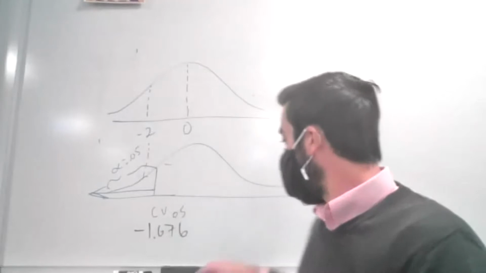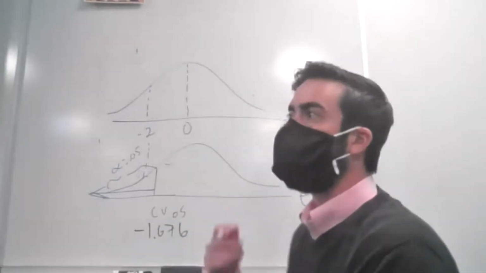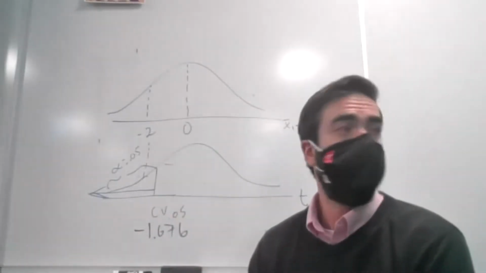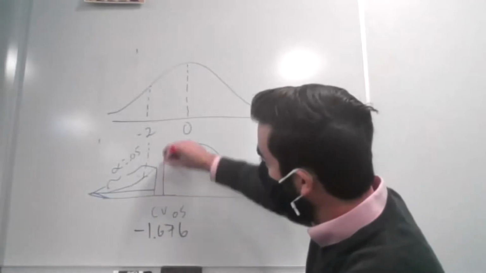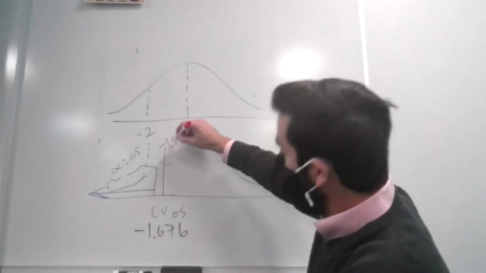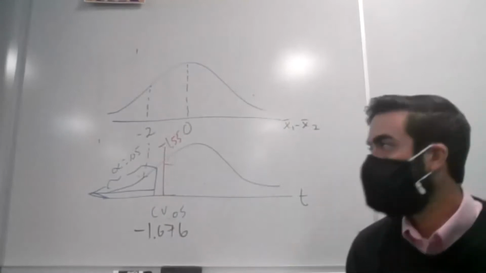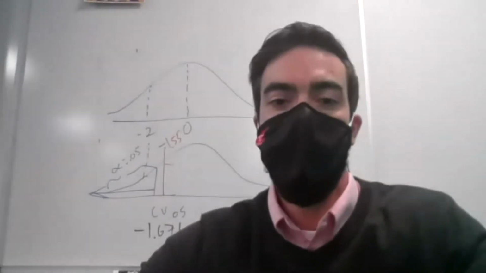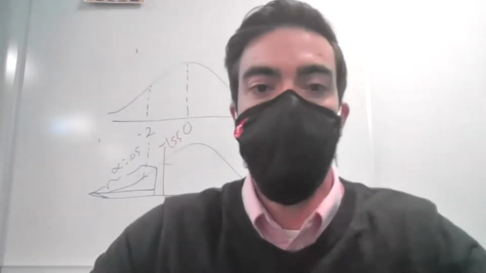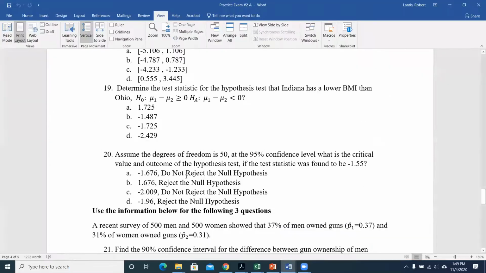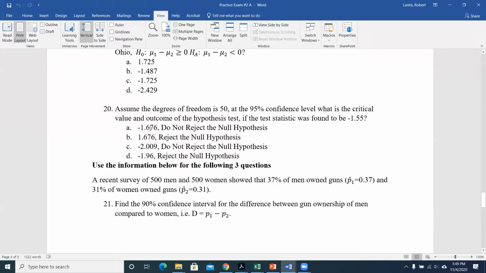I then had that assumed true test statistic of negative 1.55. So if I plot that, it's not quite in my rejection region. Just slightly outside of it. So the final answer there would be negative 1.676, and I fail to reject, or I do not reject, the null hypothesis. Yeah.